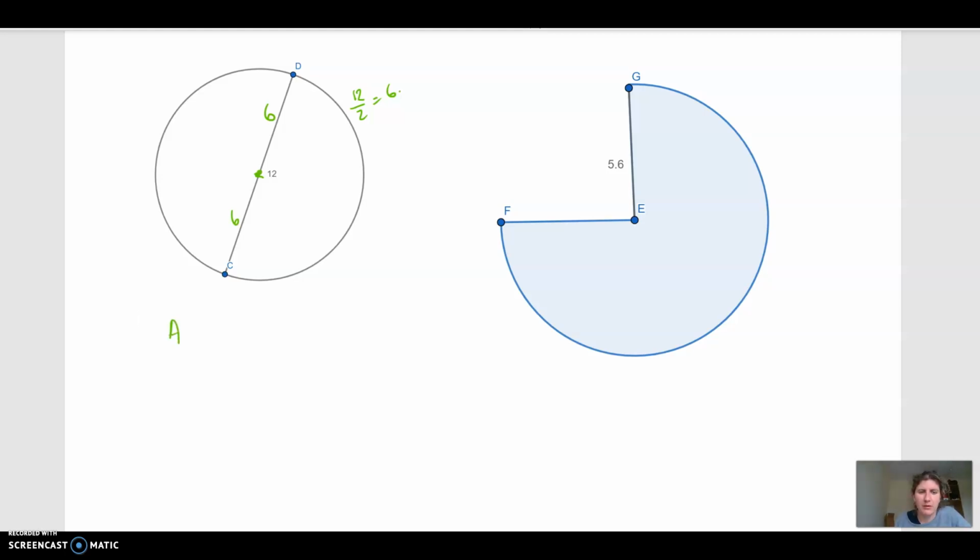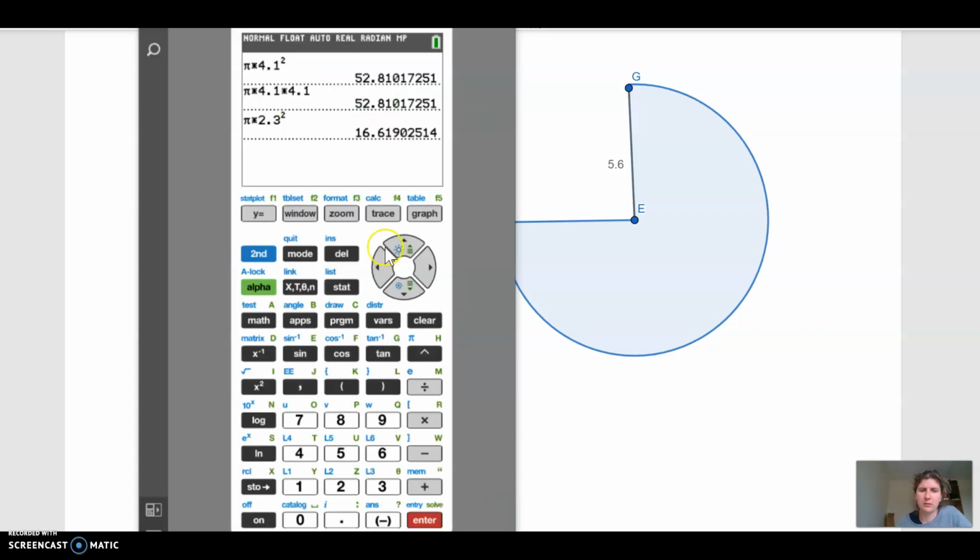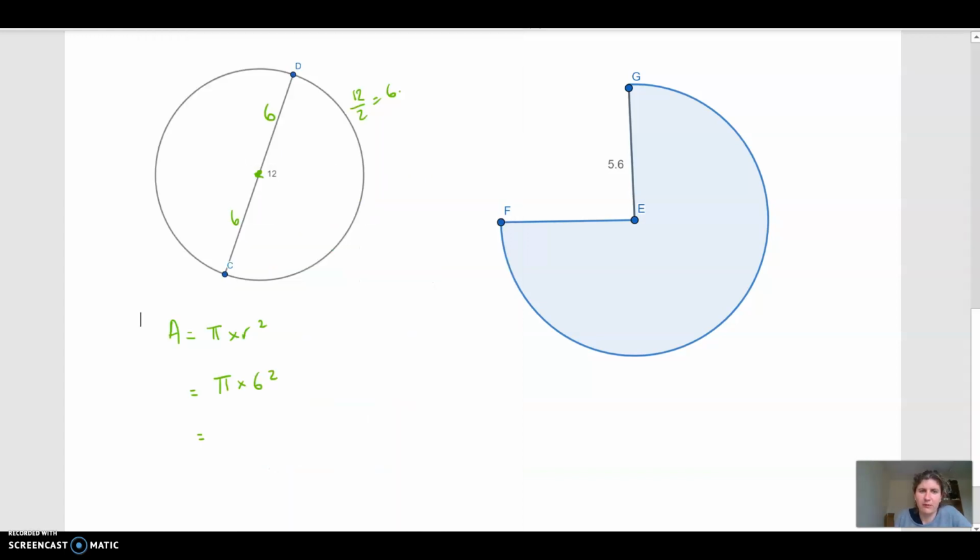Now when we work out the area, we've got pi times r squared, always write the formula. So pi times 6 squared, okay, so we can type that in, pi times 6 squared, and that gives me 113.10 if I round that to 2 decimal places. So 113.10 and then centimeters squared again, or units squared, whatever you want to write.